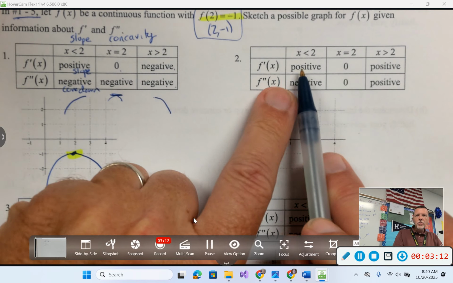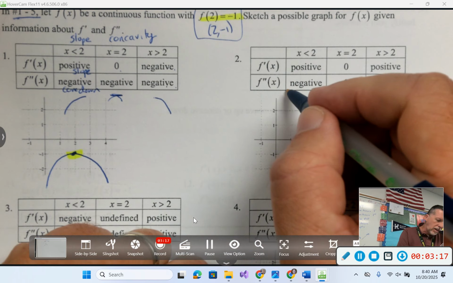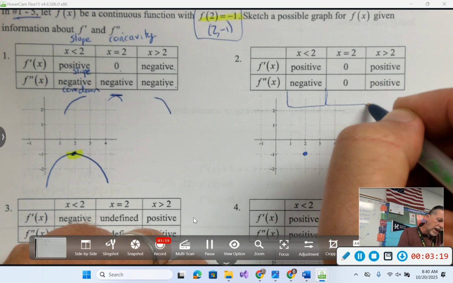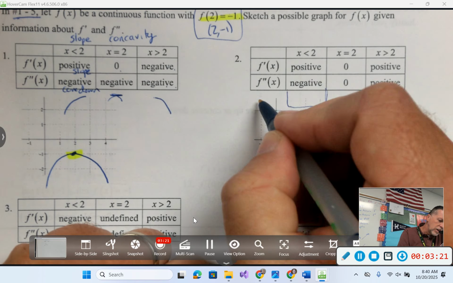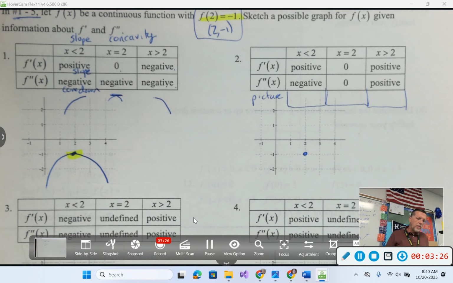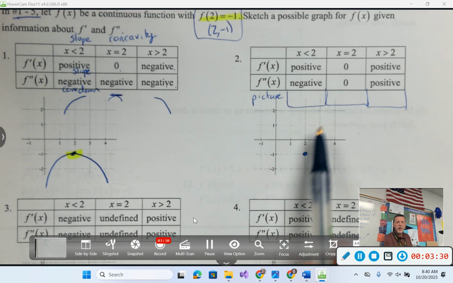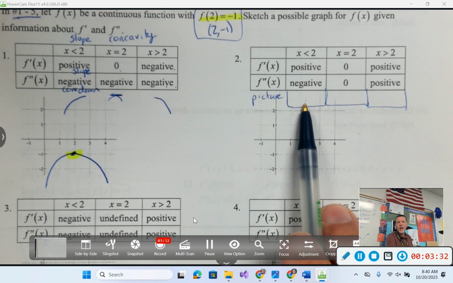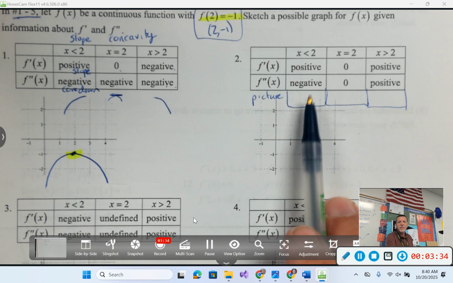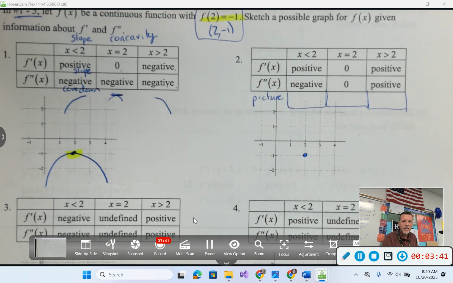Okay, left of 2, slope is positive, but I'm concave down. I'm going to add a little column here or a row to do a little mini picture. So see if you can sketch something. Don't worry about the actual graph, but sketch a little piece of a graph in our added box here that has a positive slope but concave down. And then on the right-hand side, sketch one that has a positive slope but concave up.